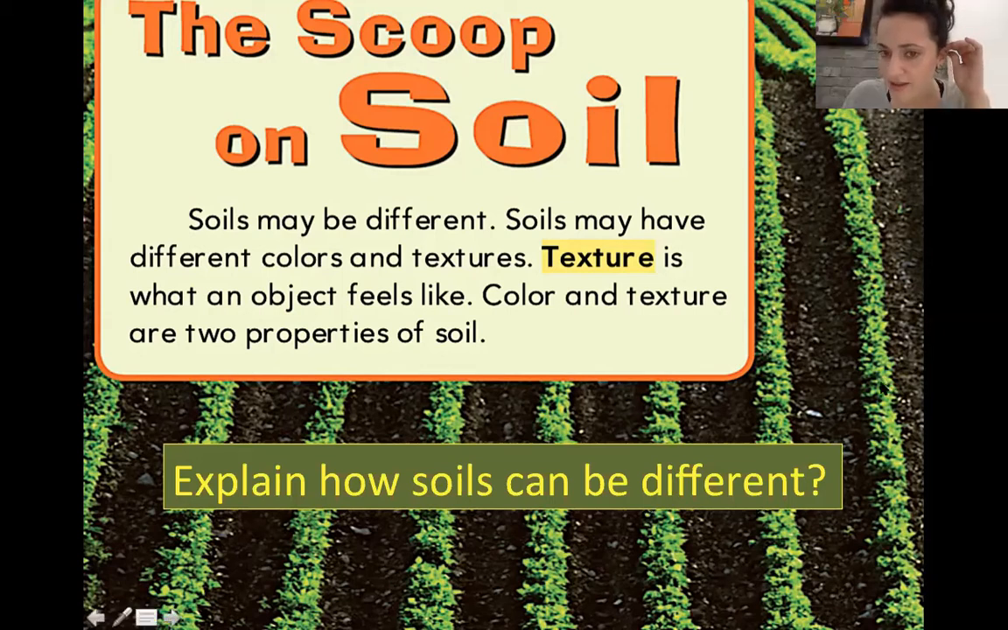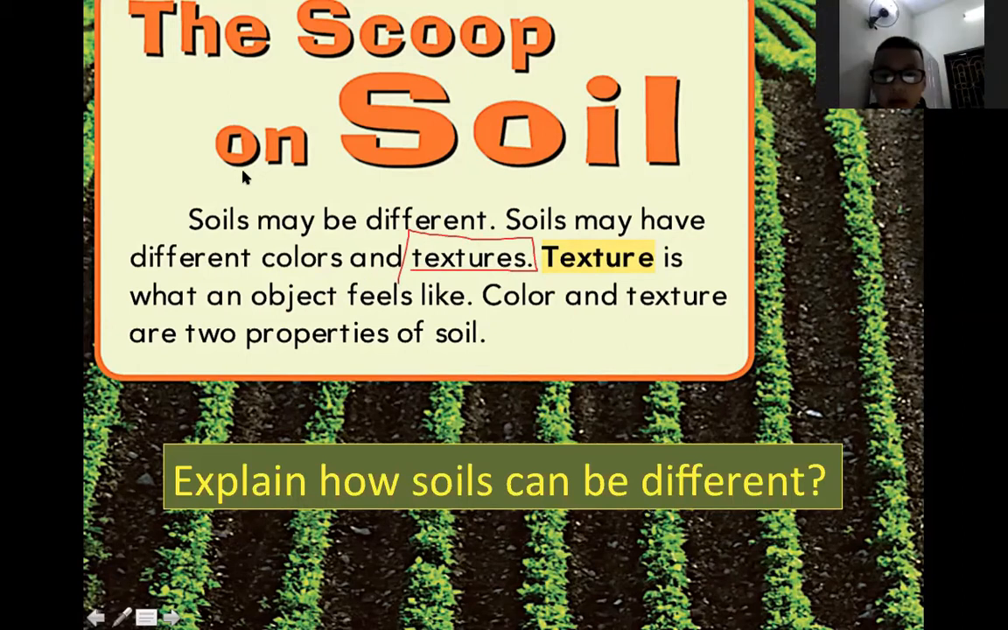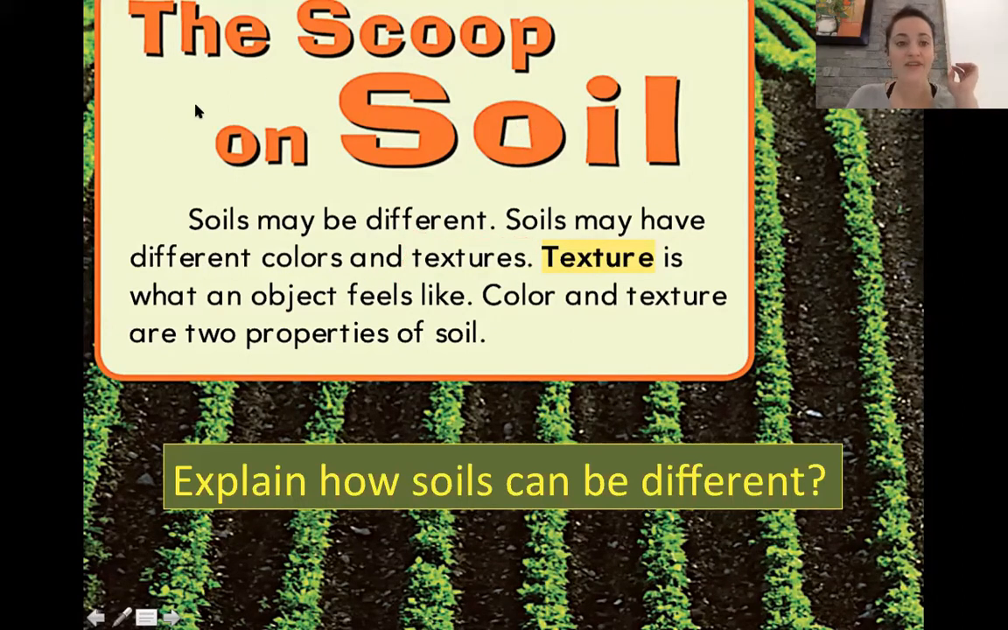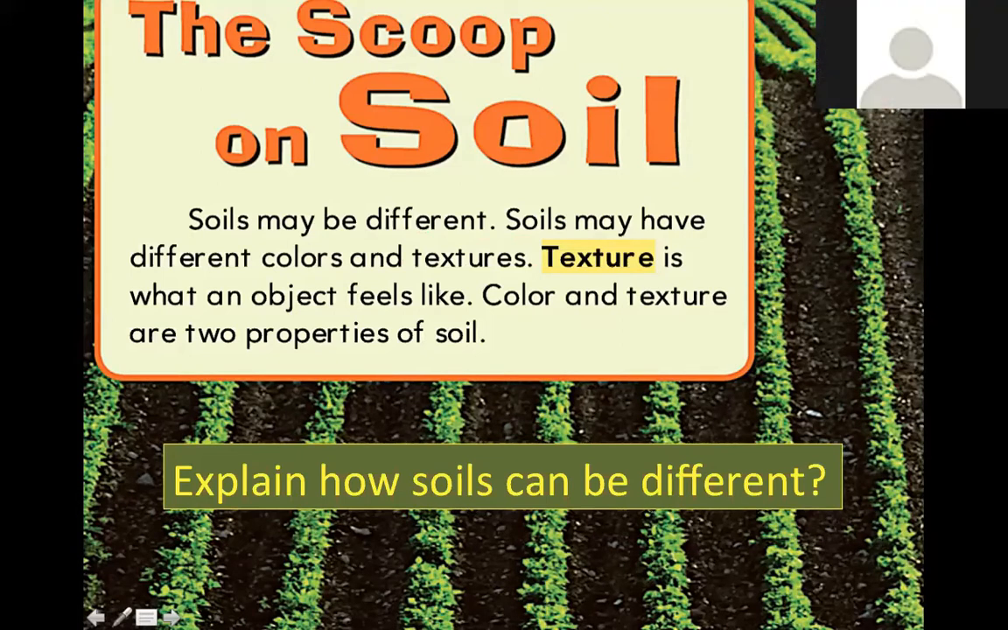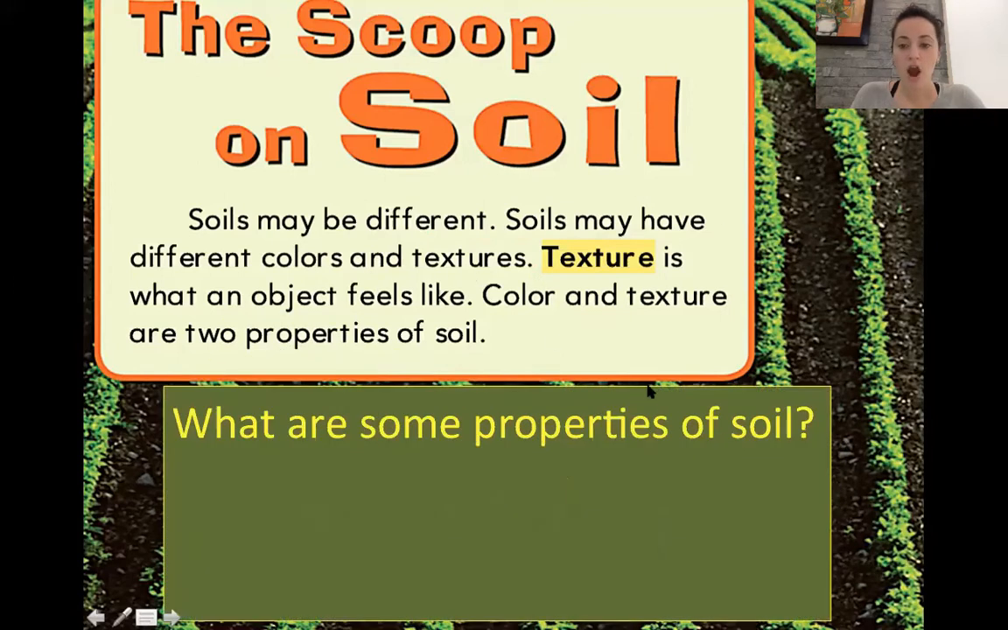All right, other colors, good. And can you also say they can have different textures? Very good. Everybody say texture. Texture. Very good. So, soils may have different colors, different textures. So, what are some properties of soil? Remember, properties is what something is like. I'll give you one. One property of soil is color.